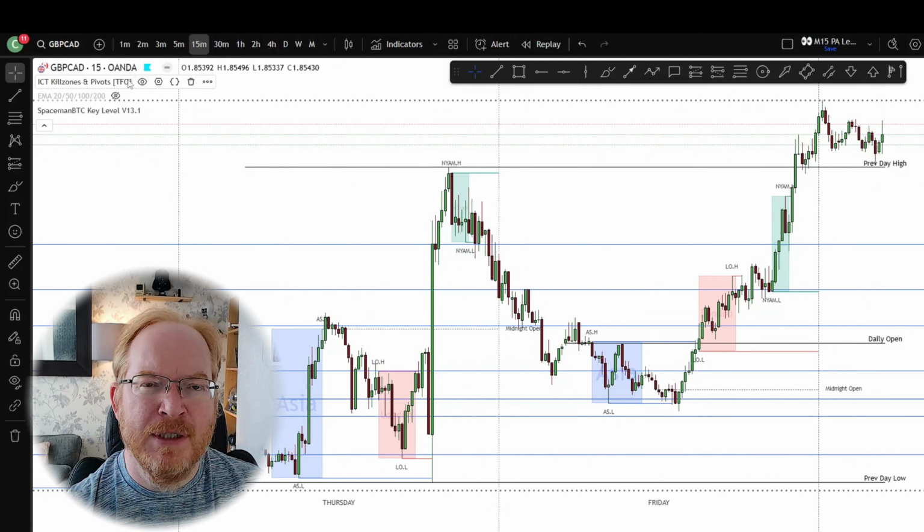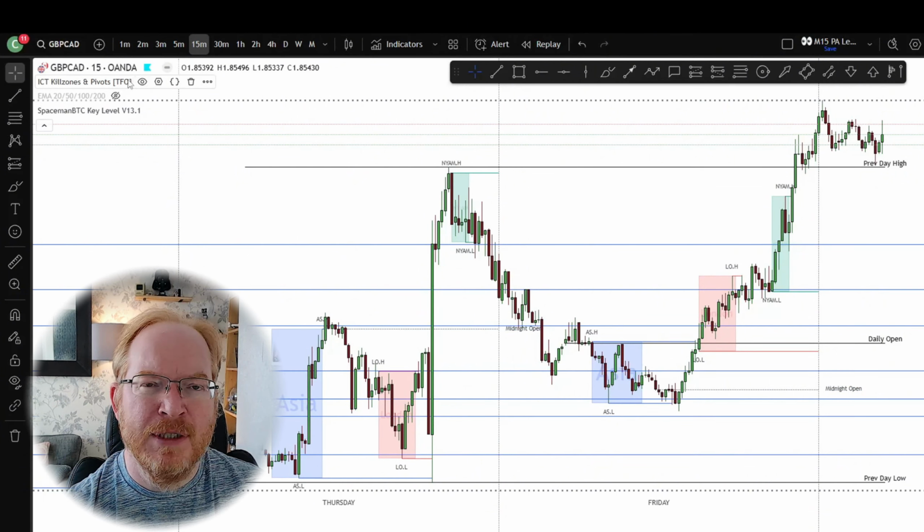Sometimes I'll put the EMAs on so I can see as well, but they are by all means not essential. But sometimes they help, they give you a little guide. So we'll turn those off just for clarity. I like to keep my charts nice and clean, as you can see. So we'll have a look at the settings now on the ICT Killzones and Pivots first.